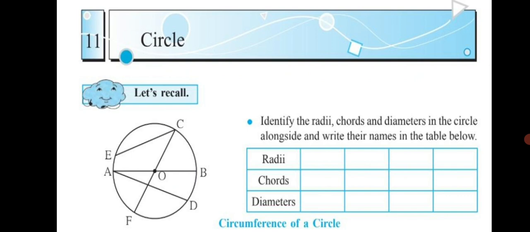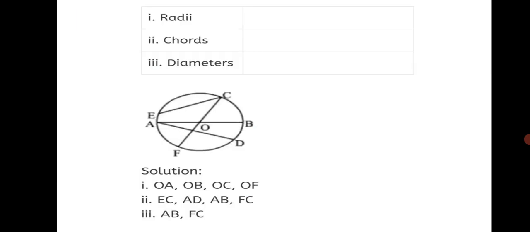Let's complete it. Let's write the names of the radii first. So look at the solution. You start with the center O, OA, OB, OC, and OF are the four radii of the given circle.